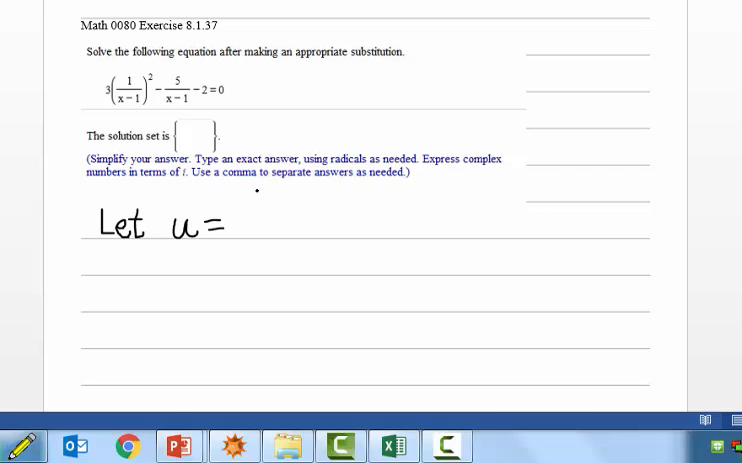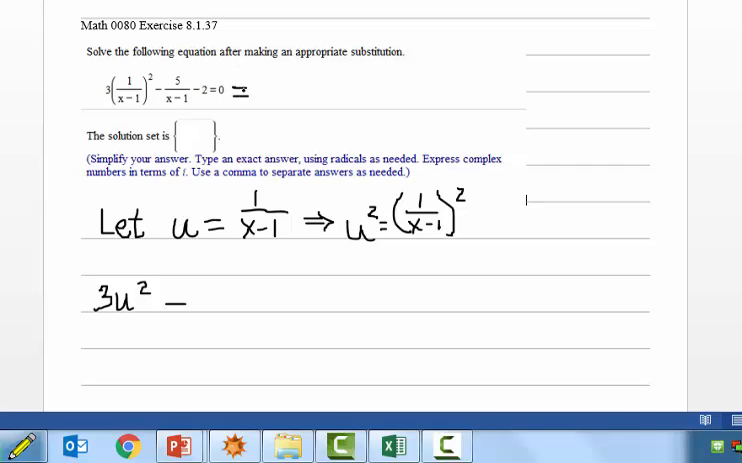So we're going to let U equal 1 over x minus 1. And that would mean that U squared equals the square of 1 over x minus 1. So if I can go and use this substitution, wherever I see the square of 1 over x minus 1, I'm going to put U squared. And wherever I see 1 over x minus 1, I'm going to put U.